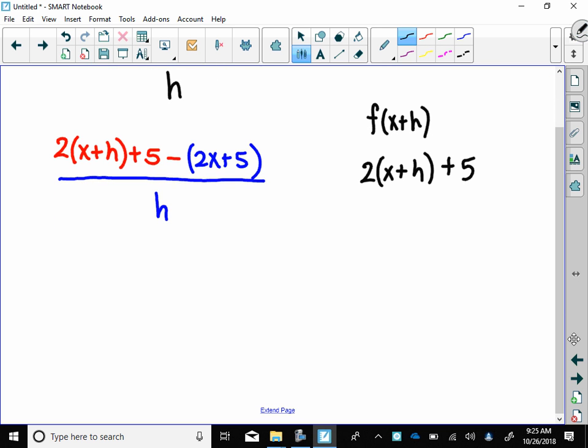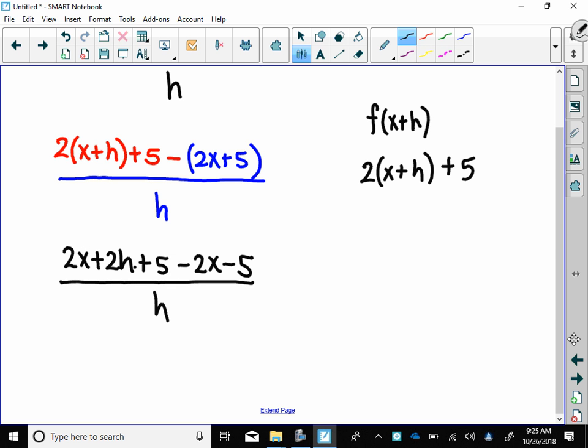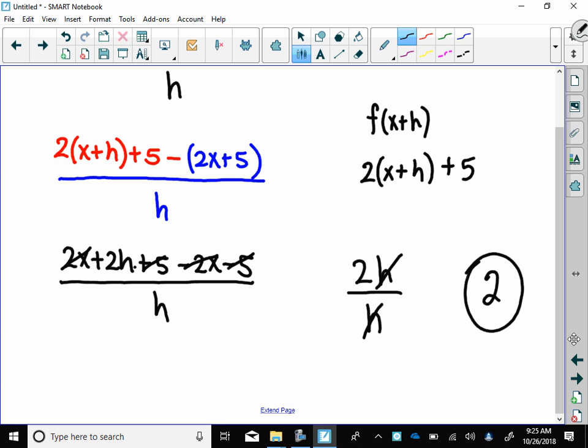Then I can simplify it. I can distribute in that 2. I can distribute in that negative. What happens in that numerator? 2x cancel out. 5 cancel out. So then I'm left with 2h over h. H is canceled. So we just get 2. There you go. And believe it or not, you just did some calculus right there.